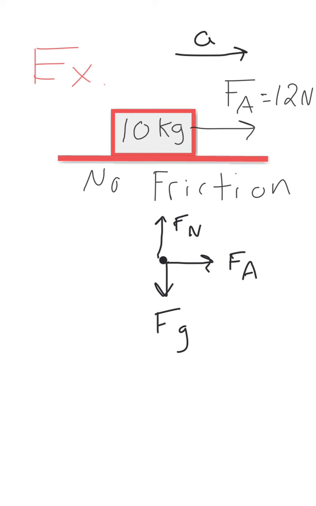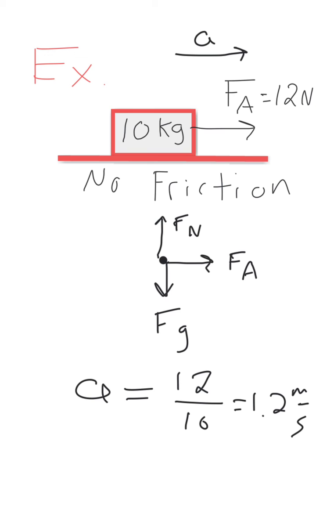So to figure out what the acceleration is, we can do a is equal to 12, the net force, divided by 10. And that will give us 1.2 meters per second squared. All right, that's pretty bad, but you get the point. Okay, 1.2 meters per second squared. And that would be the acceleration of that particular object.